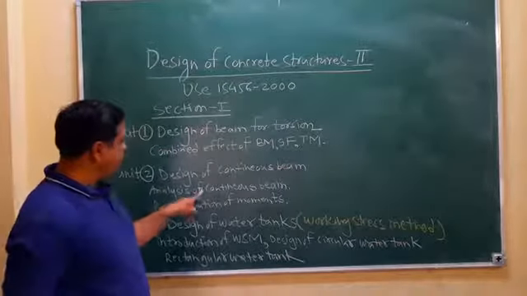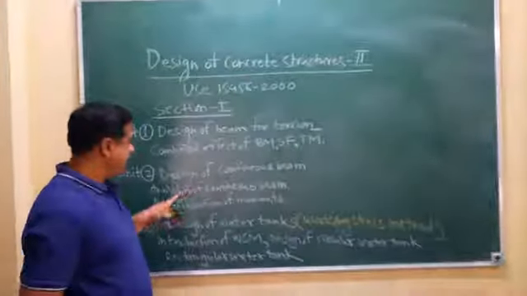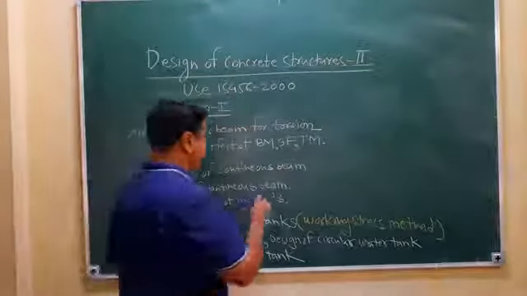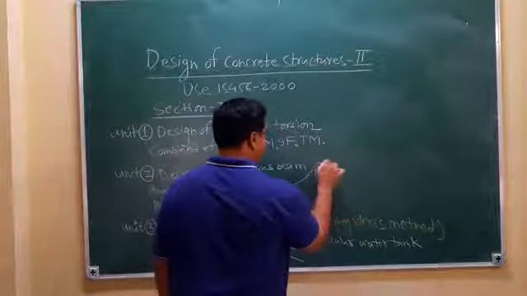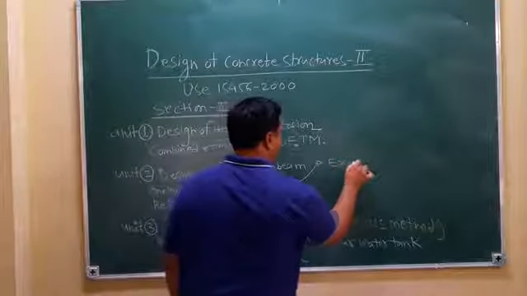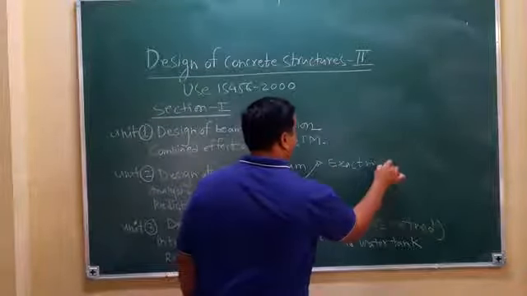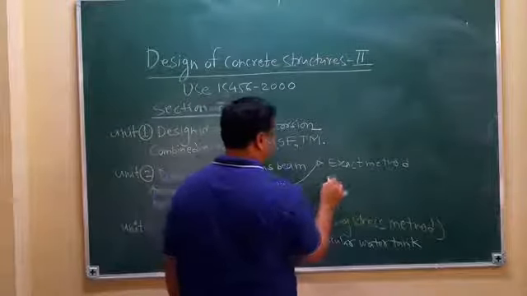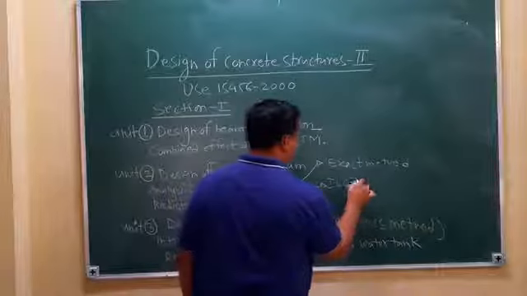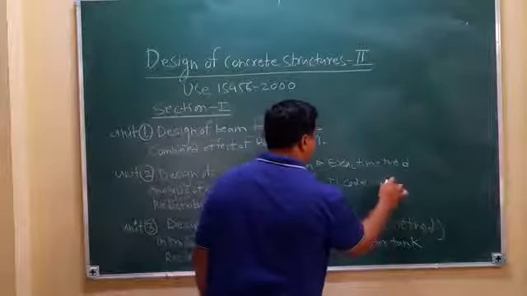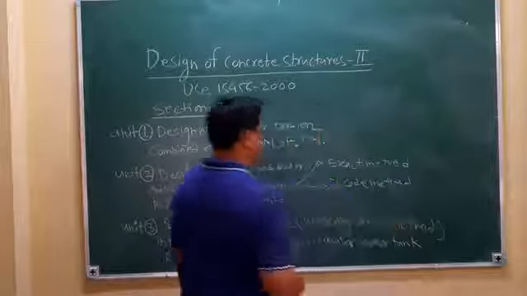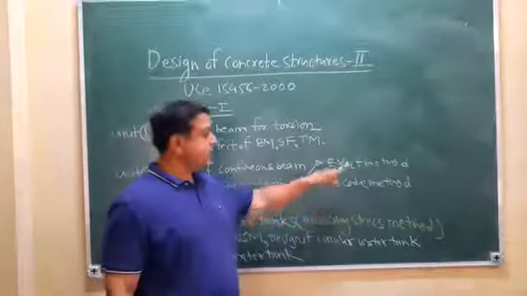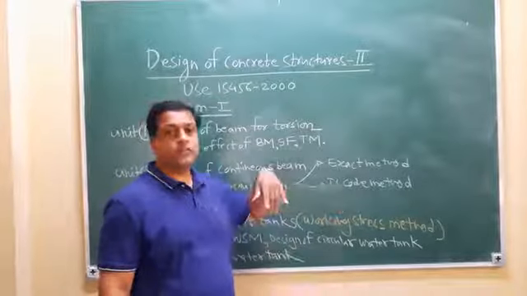For that you have to use analysis first, analysis of a continuous beam using the exact method and the coefficient method, also called the IS method or coefficient method. For analysis purposes, you have to use two methods. One is the exact method and another one is the coefficient method.